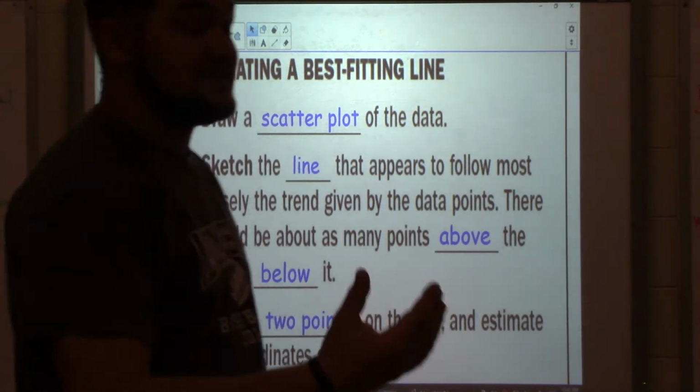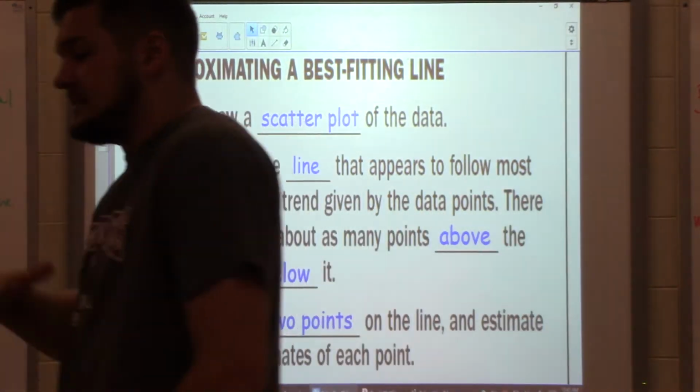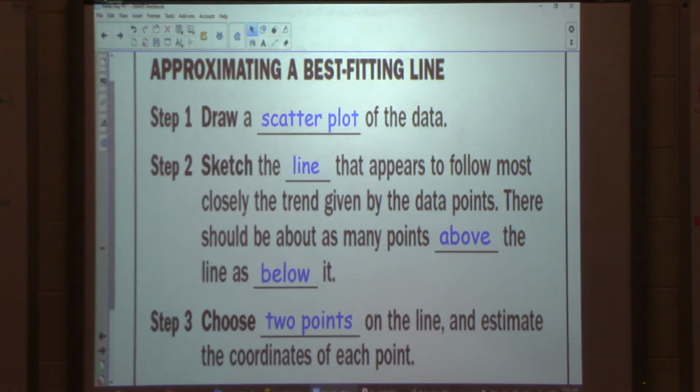Now we'll all probably pick the same line today so you can follow along, make sure you're doing it correctly. However, on a test, if you do this by hand, your answer may be different than mine, and that's okay because it's a guess, it's an approximation.